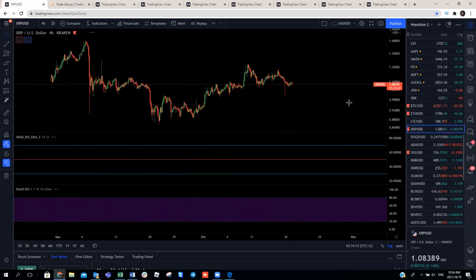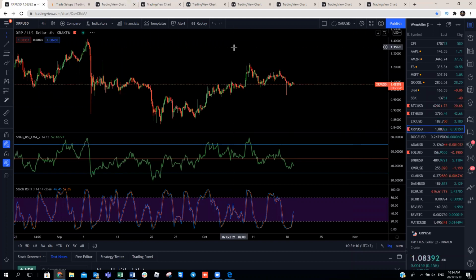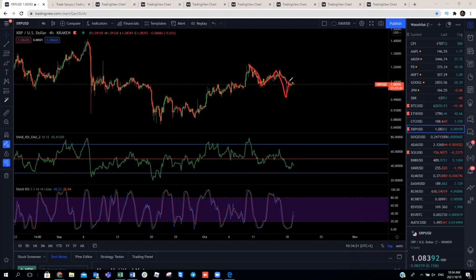Ripple, being thoroughly outperformed by Bitcoin. Yesterday, we saw this flash down here. We've got an impulse here. Are we going to see this one make a consolidation around this level before pushing to the upside? Let's keep an eye on that.